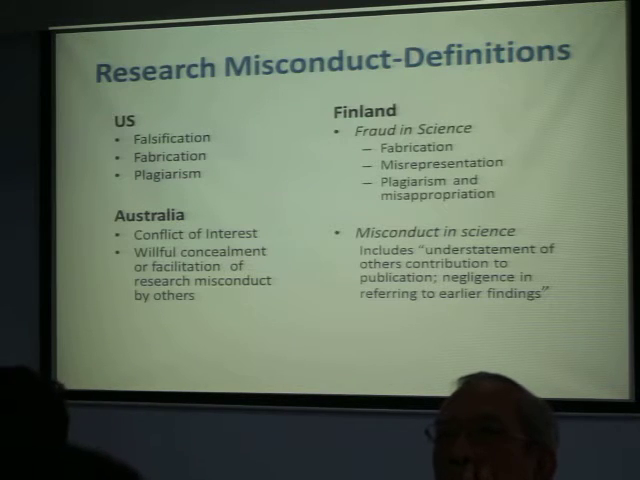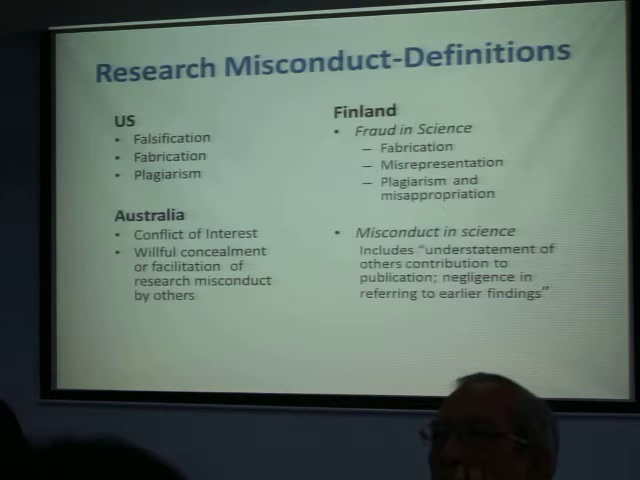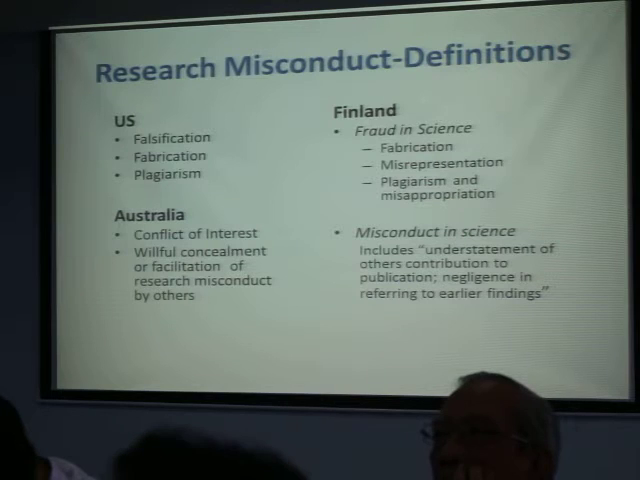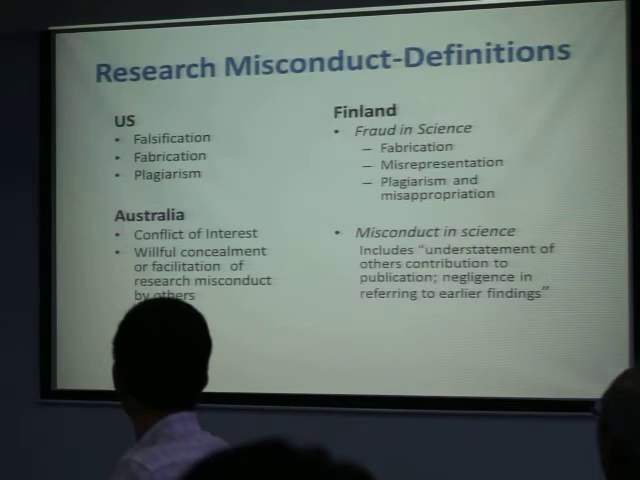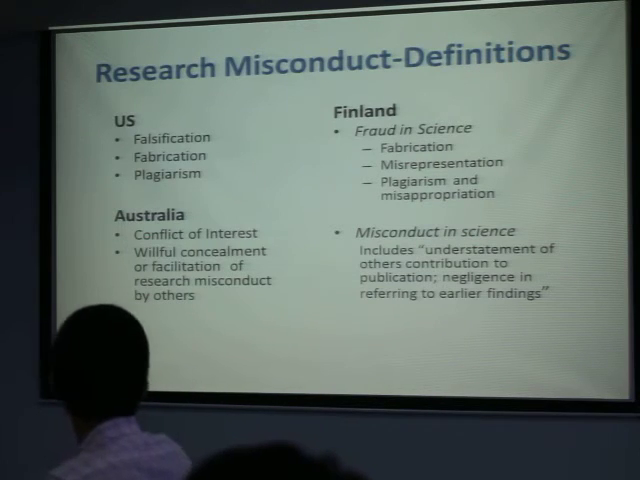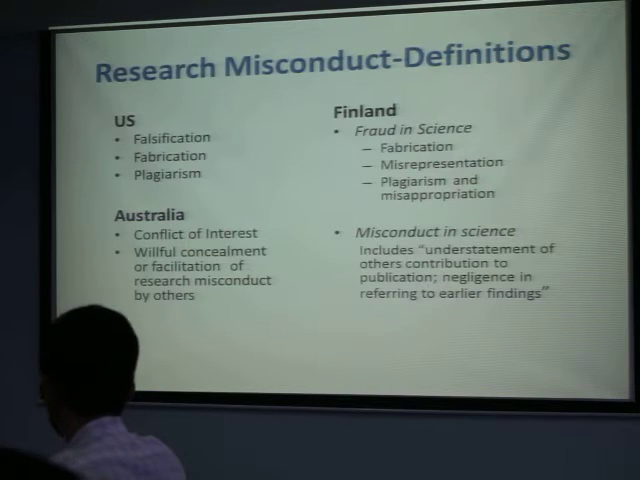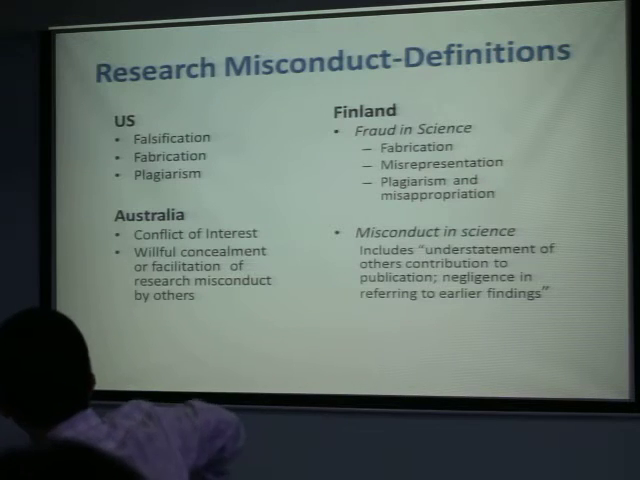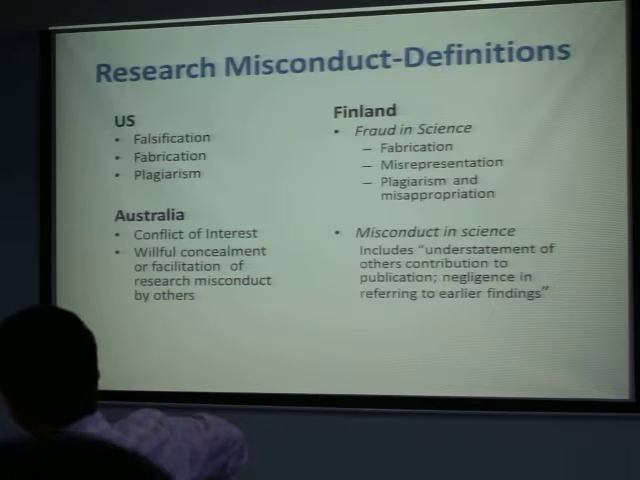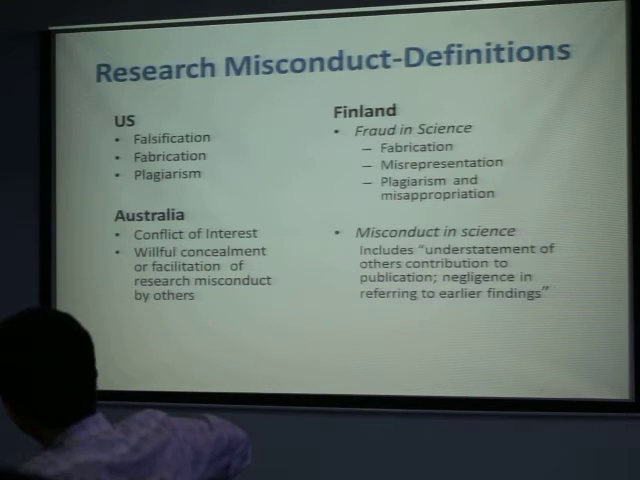In the United States, which was the first country to formally define under a regulatory framework what research misconduct means, we have 3 categories, and many people say this isn't enough. But the falsification of data, the fabrication of data, and plagiarism of ideas, words, or data, that constitutes our regulatory definition of misconduct. Australia adds to it conflict of interest, particularly financial, but not exclusively, and then willful concealment or facilitation of others' research misconduct.